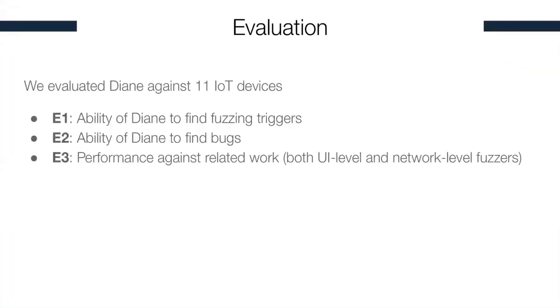To evaluate our approach, we used 11 IoT devices out of the 30 most popular devices on Amazon. We could not find other devices because they were too expensive to be bought. And we evaluated against three evaluation criteria. First is the ability of DIANE to find fuzzing triggers. Second is the ability of DIANE to find bugs. And finally, the efficiency of DIANE compared to other related work, specifically UI level fuzzing and network level fuzzers.